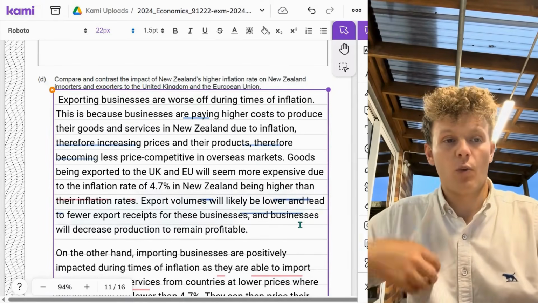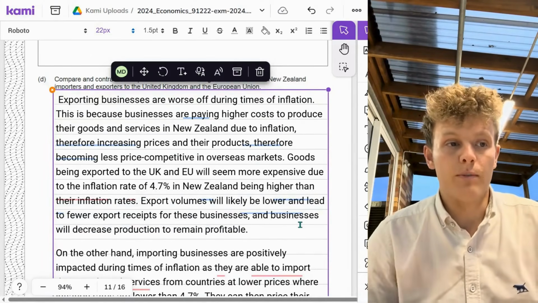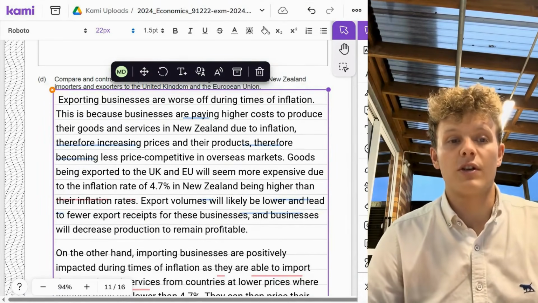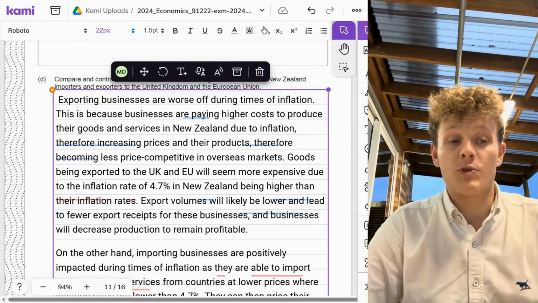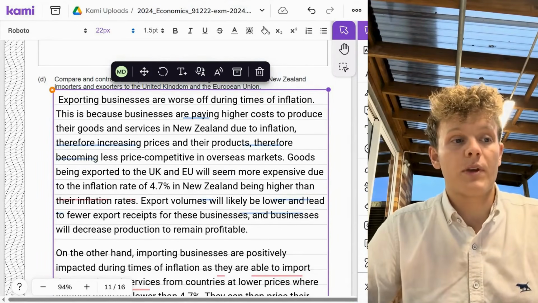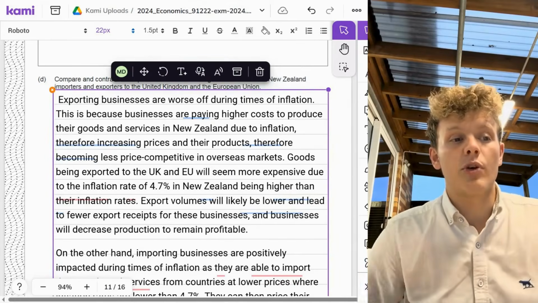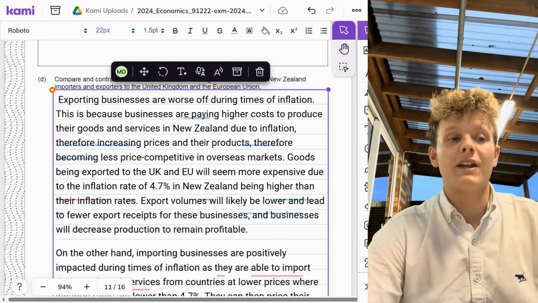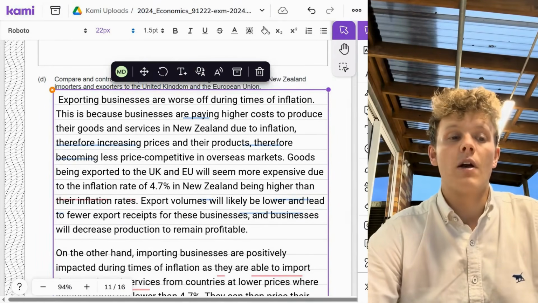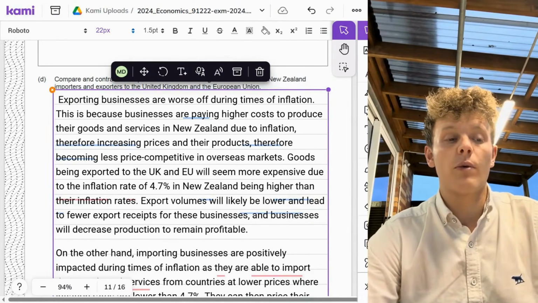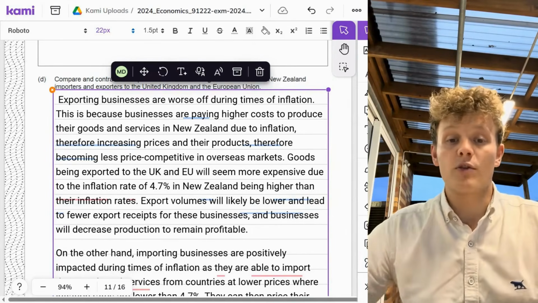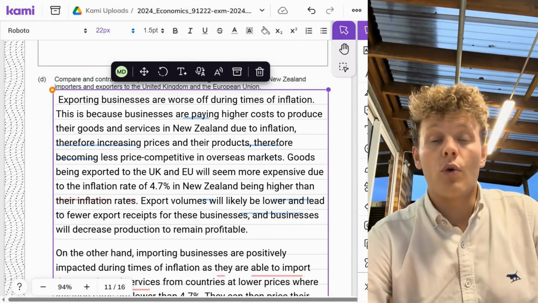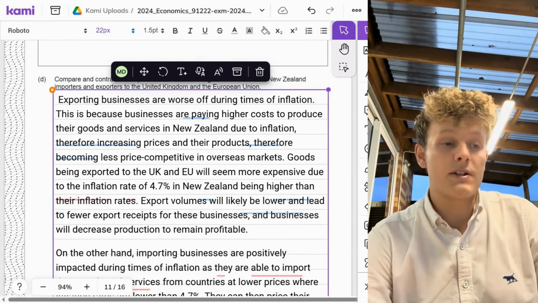So exporting businesses are the worst off during times of inflation. This is because businesses are paying higher costs to produce their goods and services due to inflation. So for example, their wage bill is going to be increasing during a time of inflation, therefore increasing the prices of their products, therefore becoming less price competitive in overseas markets. Goods being exported to the UK and EU will seem more expensive due to the inflation rate of 4.7%. In fact, they will just be more expensive for overseas purchasers, and their local producers will still be able to produce for the same price as before.